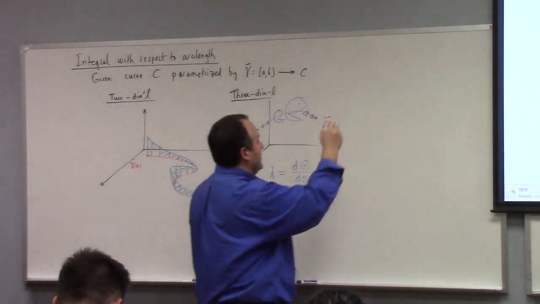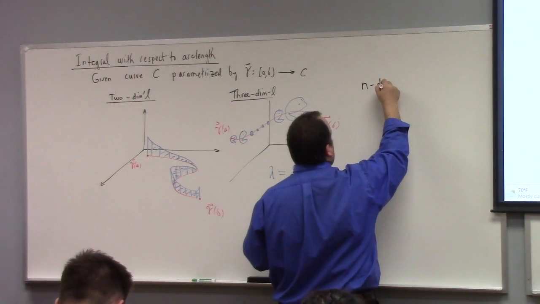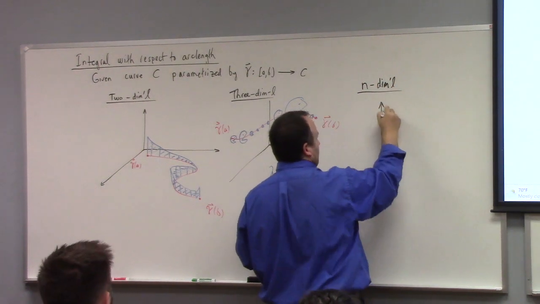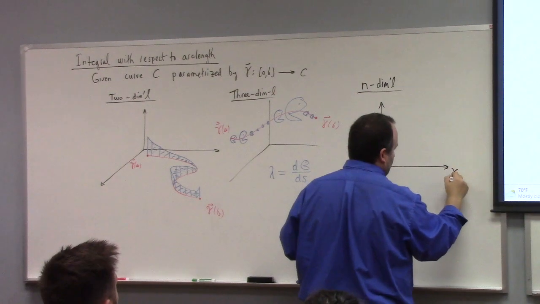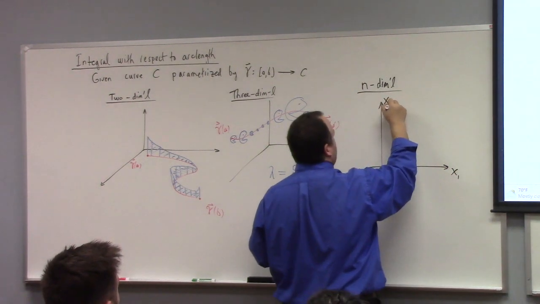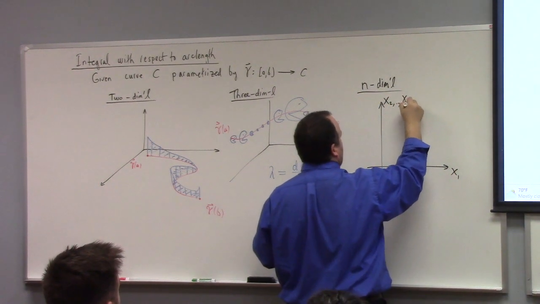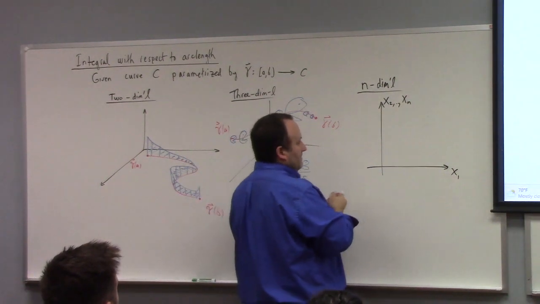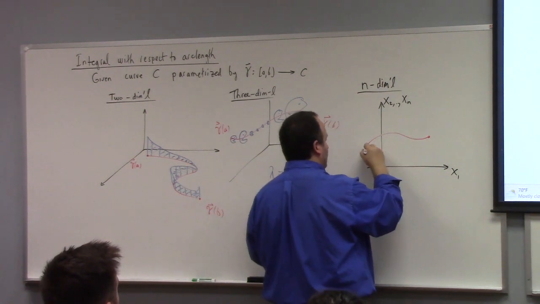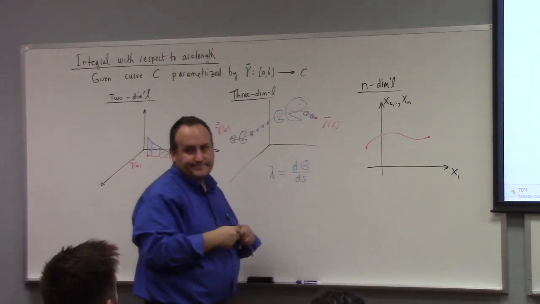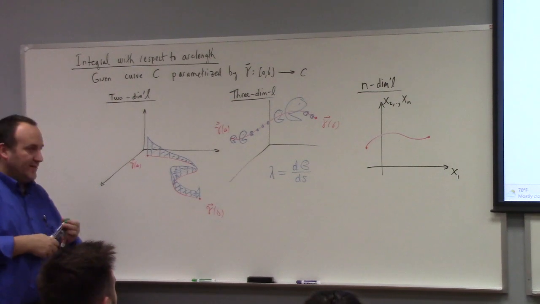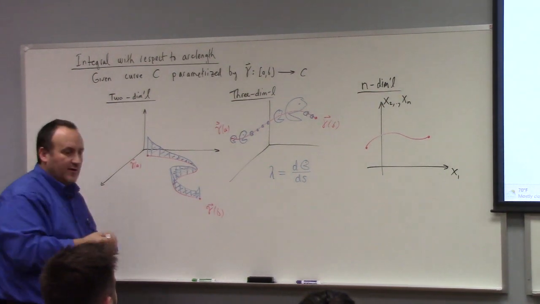While we're at it, n-dimensional. You might wonder how I'm going to draw the picture. Here's how I draw that picture. x1, x2, xn. There you go. There's my n-dimensional picture.